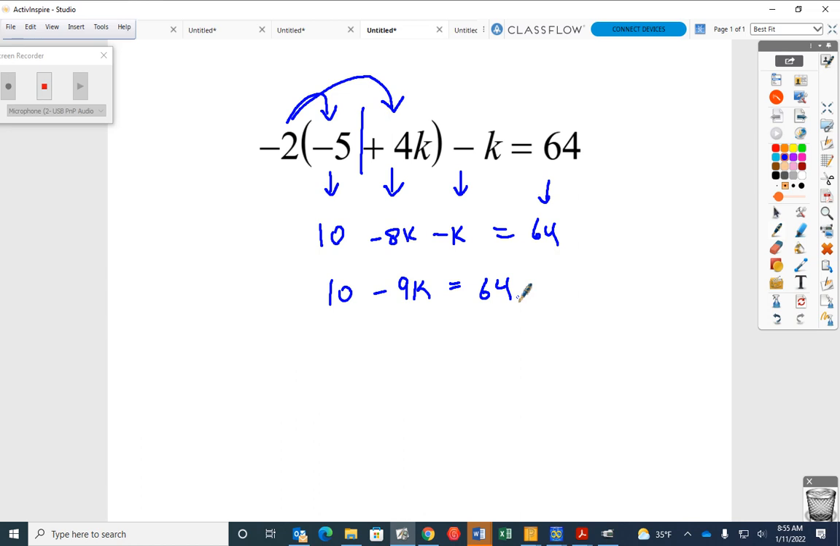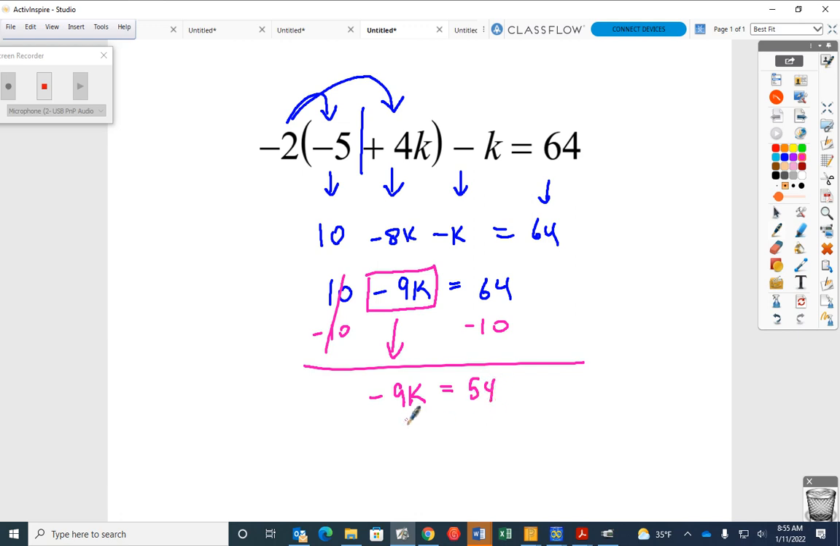What have we turned this into? A two-step equation. So what's going to go inside my box here? Negative 9k. And what kind of 10 is this out here? A positive. How do I get rid of a positive 10? I take minus 10 from both sides, because I have to do the same to both sides, right? These cancel, so I bring this down. Negative 9k. What's 64 minus 10? 54. Divide each side by what?